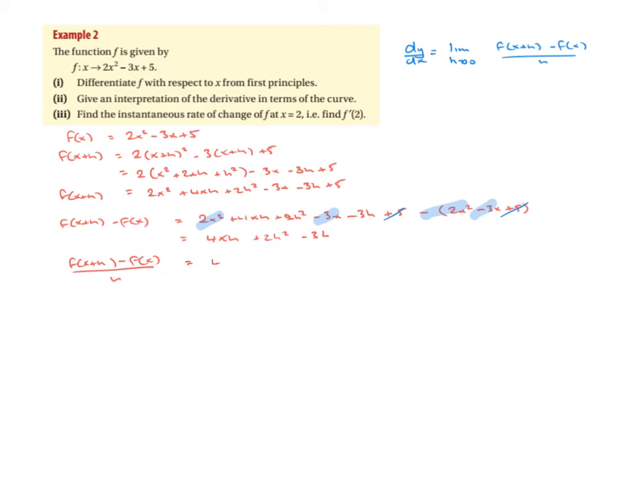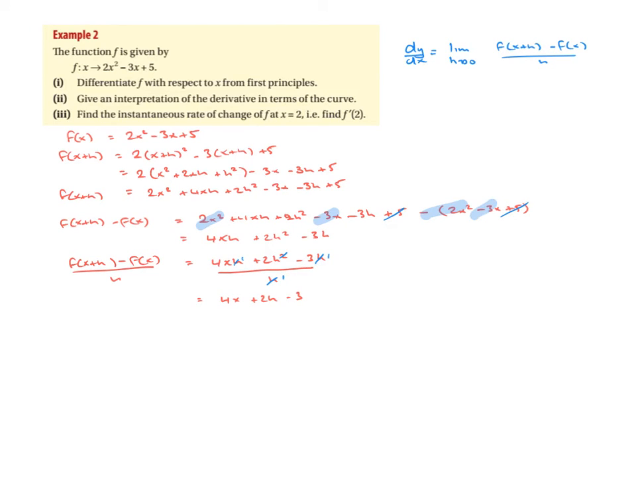That's equal to 4xh plus 2h squared minus 3h all over h. Notice that everything has h in it. So we're going to simplify and divide everything by h. If I divide everything by h, that goes to 1, that goes to 1, that goes to 1, and that there is just going to go to h, because h squared divided by h gives me h. So let's rewrite that and tidy it up. That's equal to 4x plus 2h minus 3.